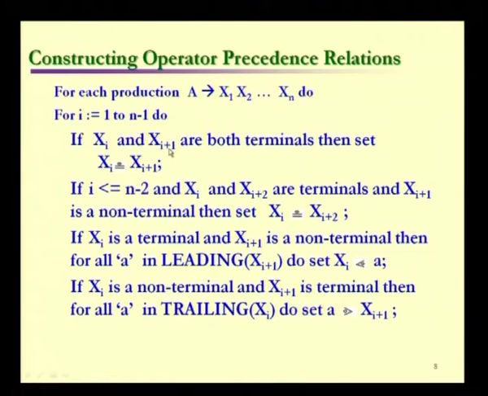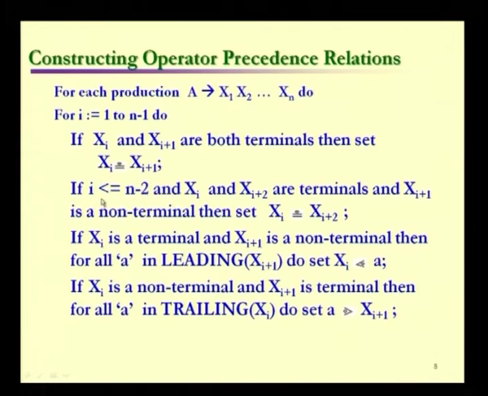If both are terminals, then set xi equal to xi plus 1. That is, if you have two consecutive terminals, then the relationship between xi and xi plus 1 is equal, as it is not denoting the end or the beginning of any handle. It denotes only a position somewhere in between, it is not the left end or the right end.